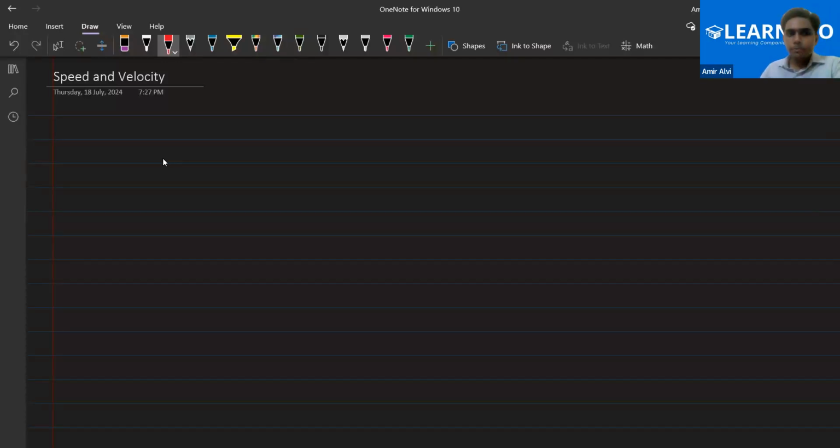Let's talk about speed and velocity. Speed and velocity are very similar to the distance and displacement pair. So it involves time as well. Basically, speed is the quantity that tells you how fast or slow your object is moving. It tells you how much distance you're covering per unit time. Okay, so first let's talk about speed.